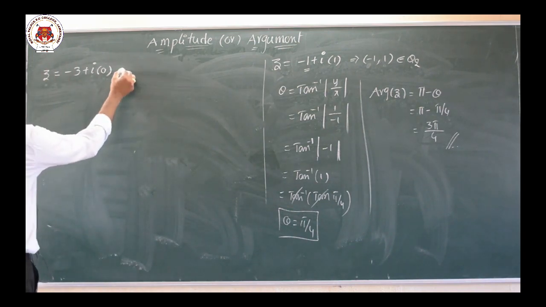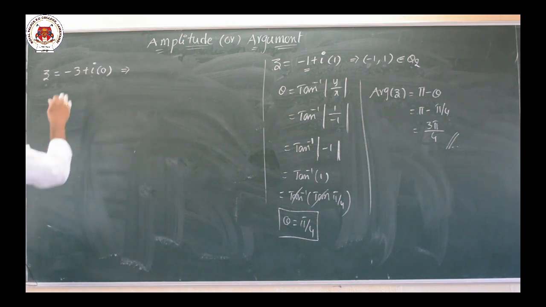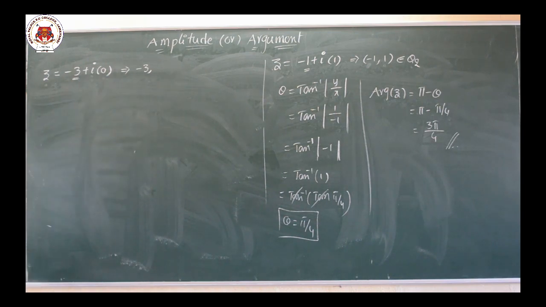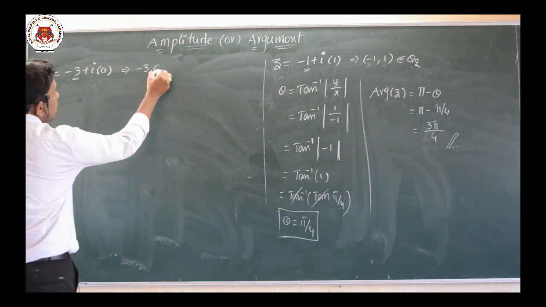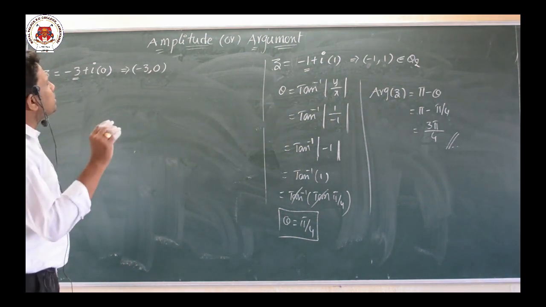Now, we can indicate it in the form of an ordered pair, the corresponding ordered pair. So, the corresponding ordered pair is minus 3 as the real part, and the imaginary part is 0. So, minus 3 comma 0. Student, this is a little bit of a confusing problem.